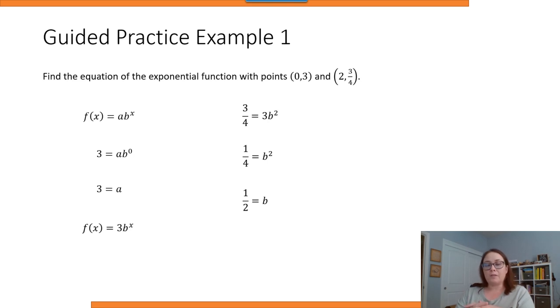And the negative 1/2 does not work because that would give me a negative b, which is not an exponential function. All right, so I found a and b now, and I've got my equation. f of x equals 3 times 1/2 to the x power. So if I'm given 2 points, particularly one of them being the y-intercept, I can use this method to find the equation. If I'm given a graph with 2 points pointed out, I can do the same thing as well.